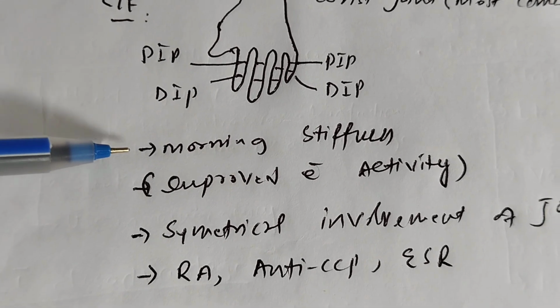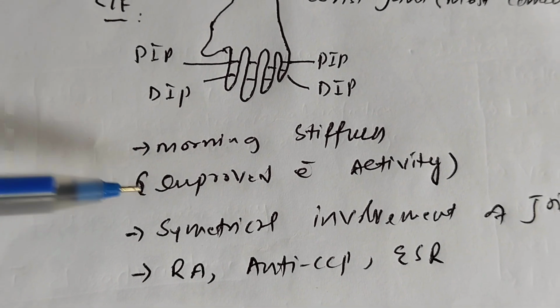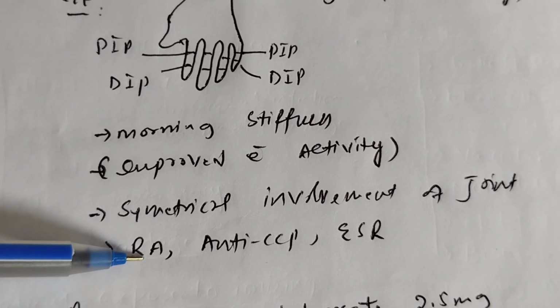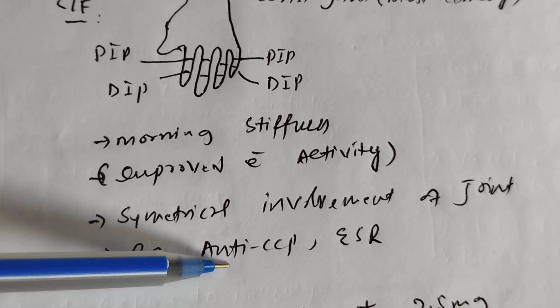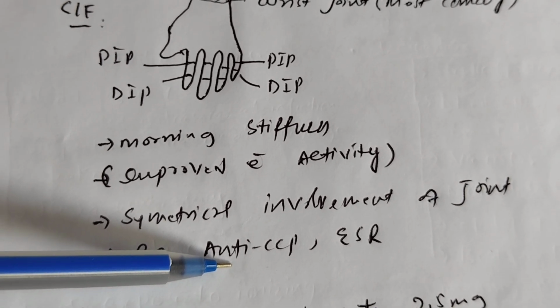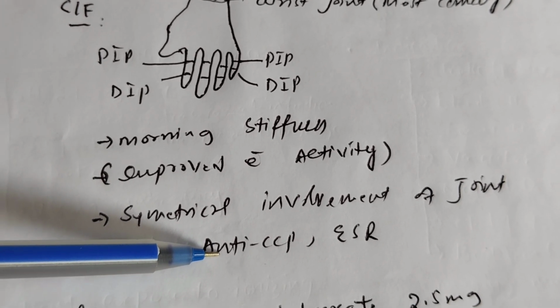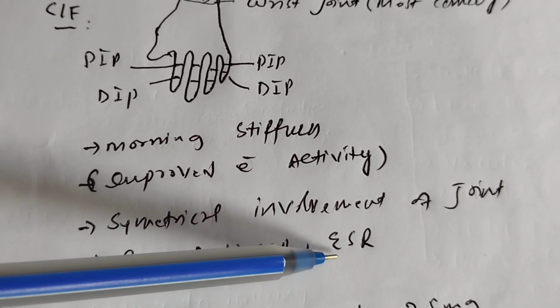The other thing: there will be morning stiffness of more than 1 hour, which improves with activity. There will be symmetrical involvement of joints. Rheumatoid factor will be positive. Anti-CCP, if it is positive, is called seropositive rheumatoid arthritis. If it is negative, that is called seronegative rheumatoid arthritis. ESR and CRP will be raised.